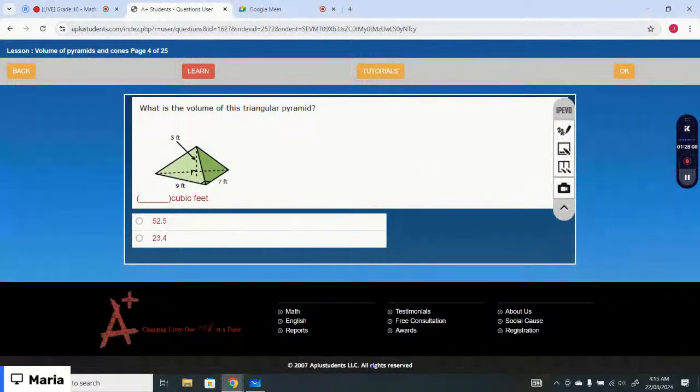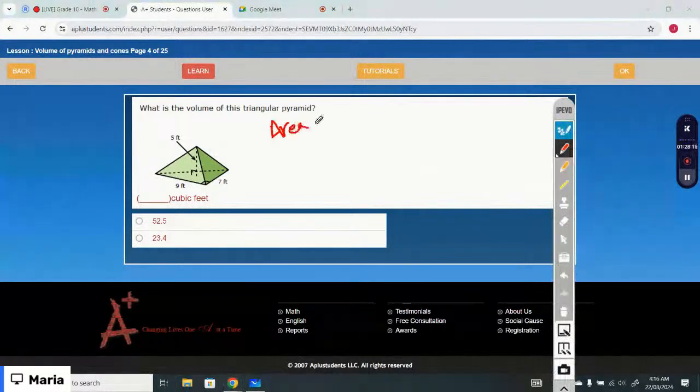Area of base, right? That is a triangle. So the area of base is half times base times height. That is 9 times 7. 9 times 7 is 63. 63 divided by 2 is, hold on, that is 31.5.